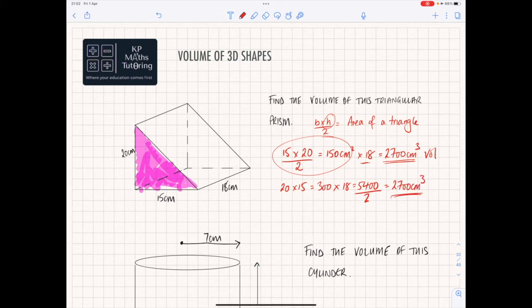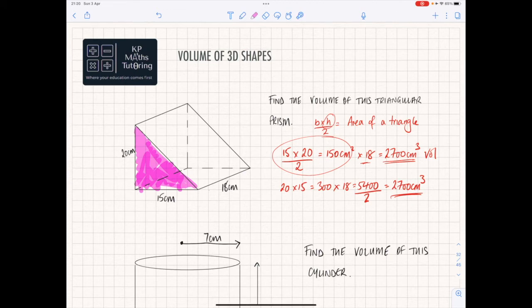Okay, so I would suggest if you stick to this concept, this idea, area of the front, this is a triangle, so you do base times height divided by 2, gives you that, times that by the depth afterwards. That's a better way of doing it than this. Okay, so the next bit we're going to look at is a cylinder.